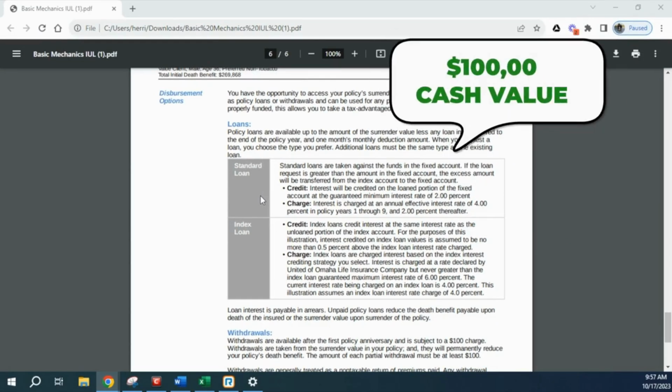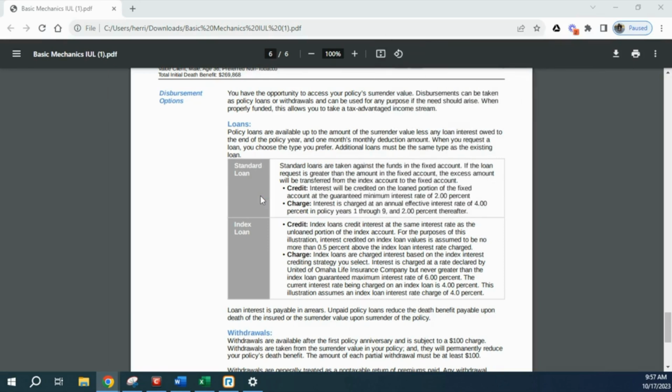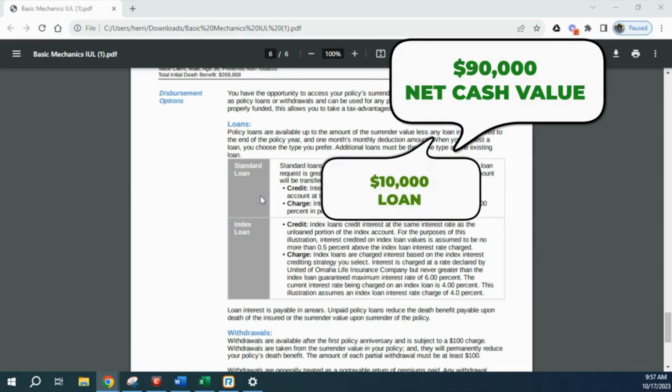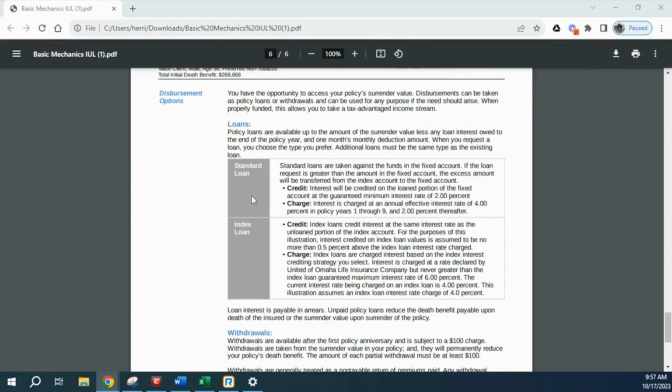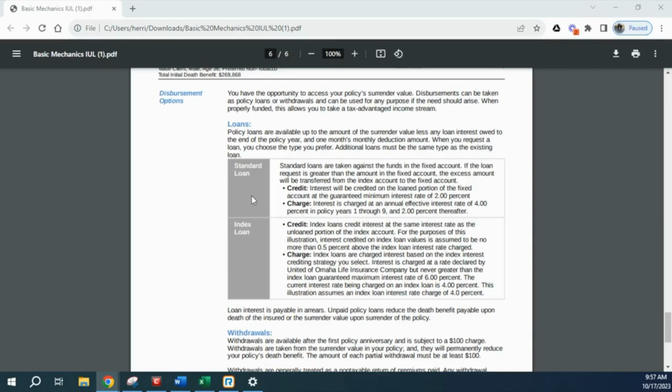Let's say we have $100,000 of cash value, and we want to take a $10,000 loan. So you call the company, they deposit that money into your checking account, and now you basically have $90,000 of net cash value, and you have a $10,000 loan. What the company's going to do is they're going to take that $90,000 unloaned value, and that money is going to stay in that index account going after that 10% cap.